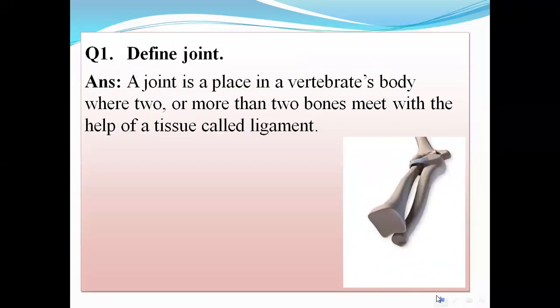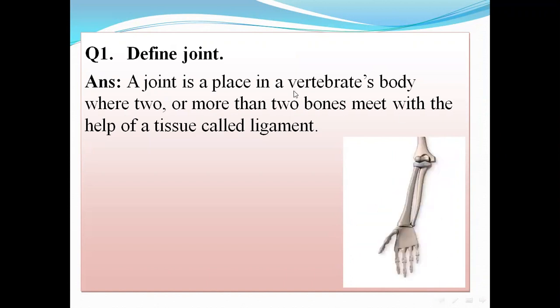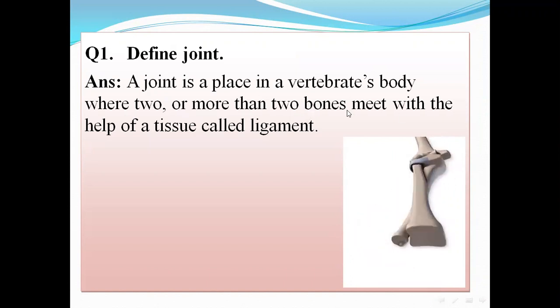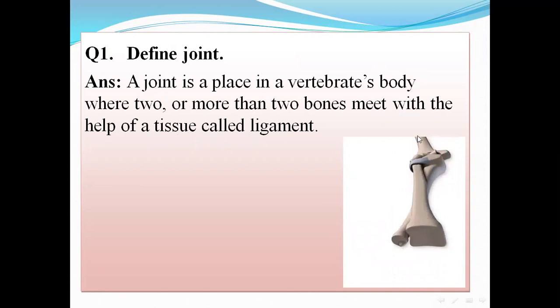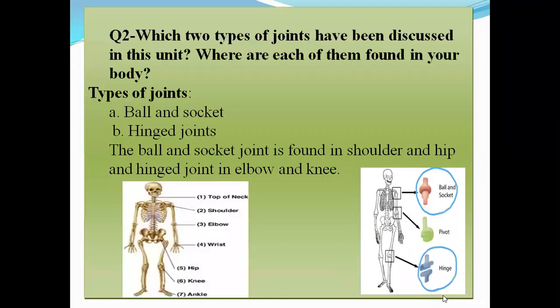Question number two, define joint. A joint is a place in a vertebrate body where two or more bones meet with the help of tissue called ligament. This is your question number two. Next is types of joints: ball and socket joint and hinge joint. Ball and socket joint is found in the shoulder and hip, and hinge joint is found in the elbow and knee.